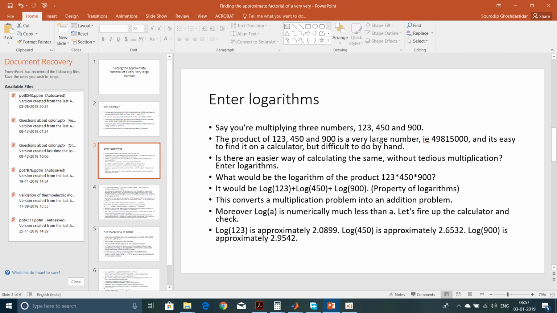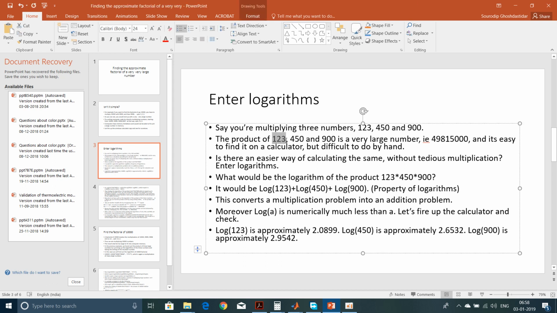I've given an example here. While finding out the factorial, you basically have to multiply a lot of numbers. So let's say we are multiplying three numbers: 123, 450, and 900. The product of 123, 450, and 900 is a very large number, which is 49815000. It's easy to find out on a calculator, but is there an easier way to do it instead of just directly multiplying these numbers?